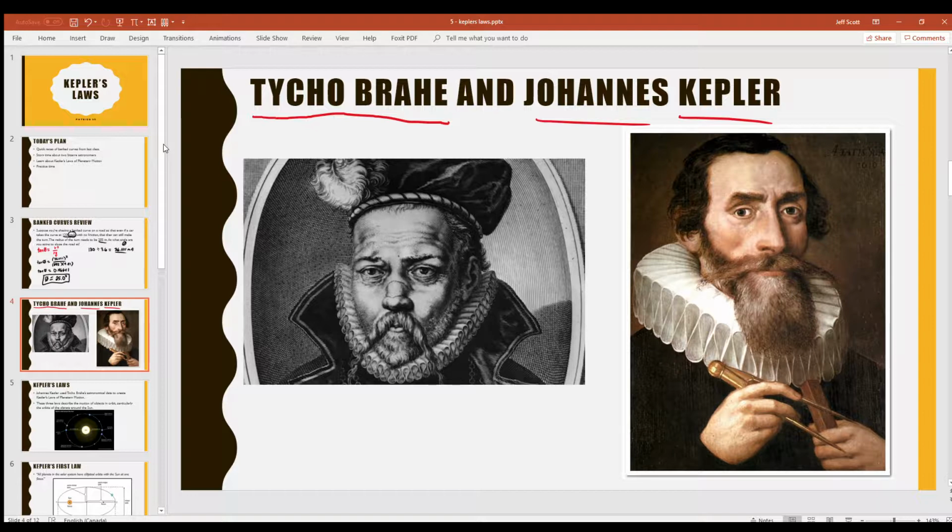Now, Johannes Kepler was actually Tycho Brahe's assistant. Both of these people lived in about the 1500s and early 1600s, and they were astronomers that were trying to figure out planetary motion. Now, Tycho Brahe has an interesting story behind him. You might even be able to tell by his picture here. He kind of had a bizarre nose, right? His nose was really strange, and there's a reason for that.